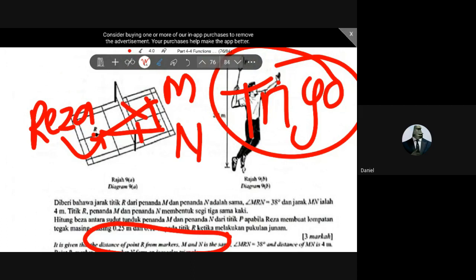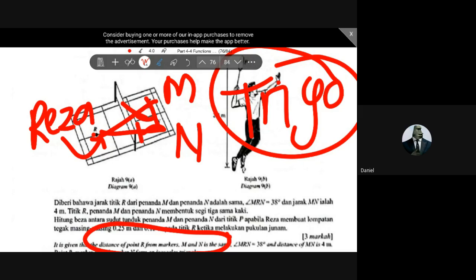So apa jenis segitiga ini? Can anyone tell me? What type of triangle is this? RM equals RN. What is the type of triangle when you have two sides same length? Yes, very good. Ain sama kaki, or in English, yes, very good. Isaac, isosceles. Yes, very good. Junhao, isosceles triangle. So can I ask you, sudut RMN, angle RMN and angle RNM, what are they same or different? Nilai dia sama ke berbeza?